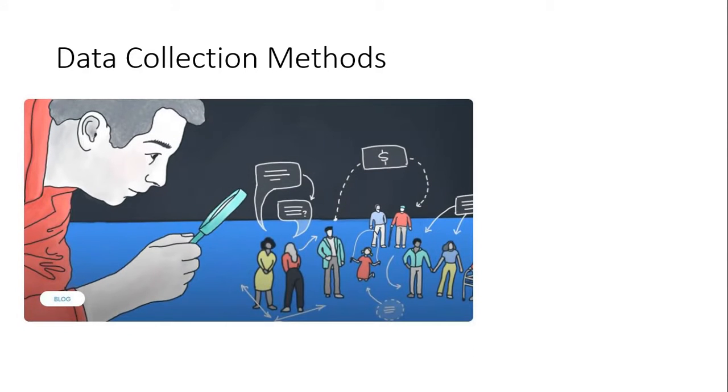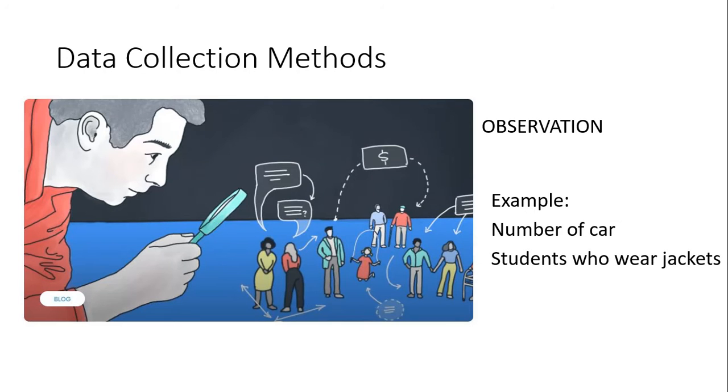So there are three most common use data collection method, and the first one is observation. So by observation, you can obtain data about what you want to receive. In here, there are two examples given in which you can use observation to collect data. Number of cars in your school area. And the second one, student who wear jacket in your classroom. Because by seeing your friend, you can see who wear jacket and who didn't wear jacket.